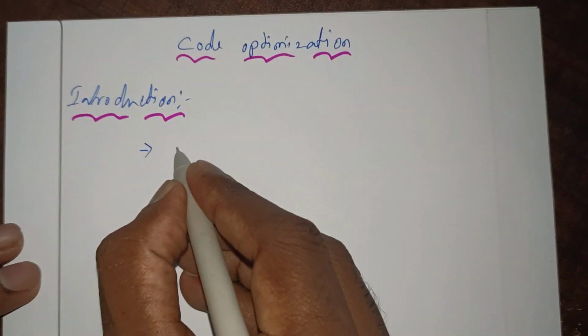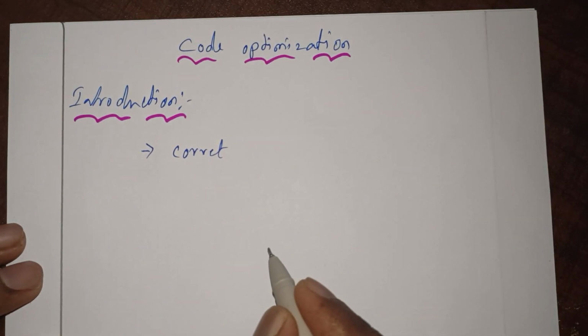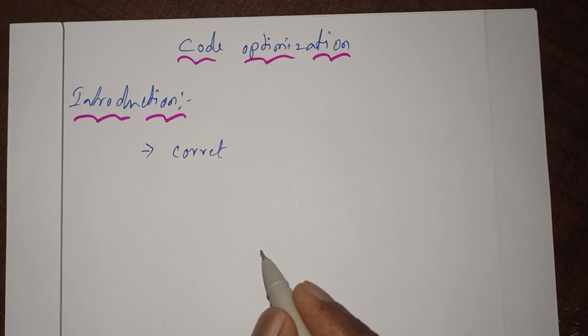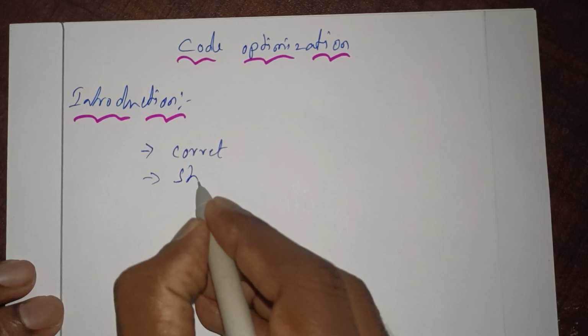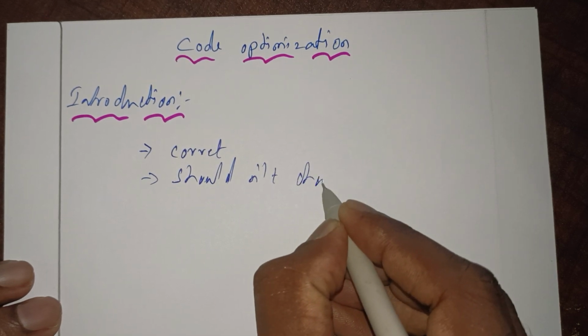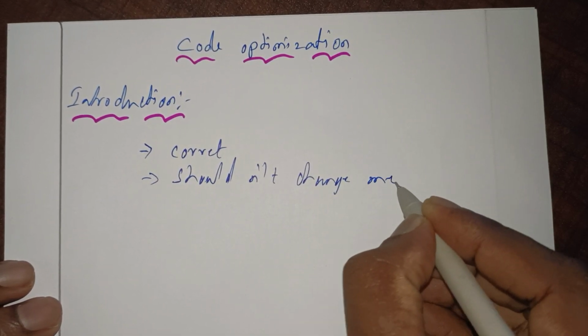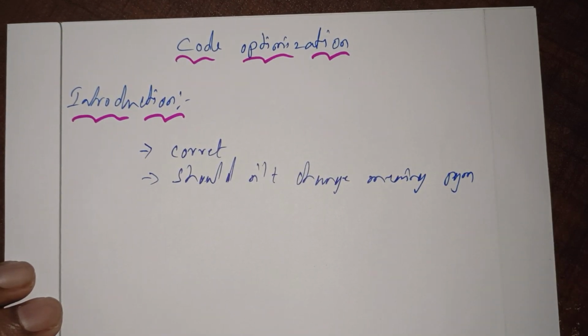For example, code optimization must be very correct. Whatever you do with the optimization, it should be correct, and it should not change the meaning of the program. Whatever we do with any kind of optimization, that should not change the meaning of the exact program, right?